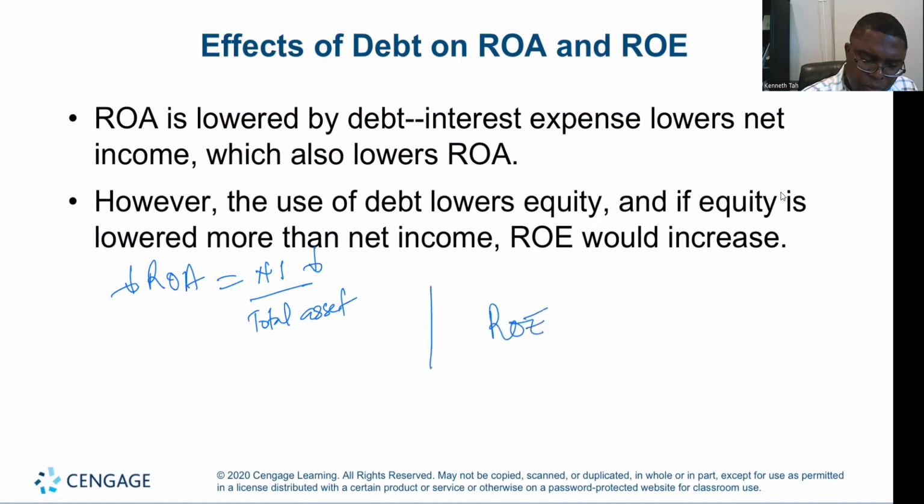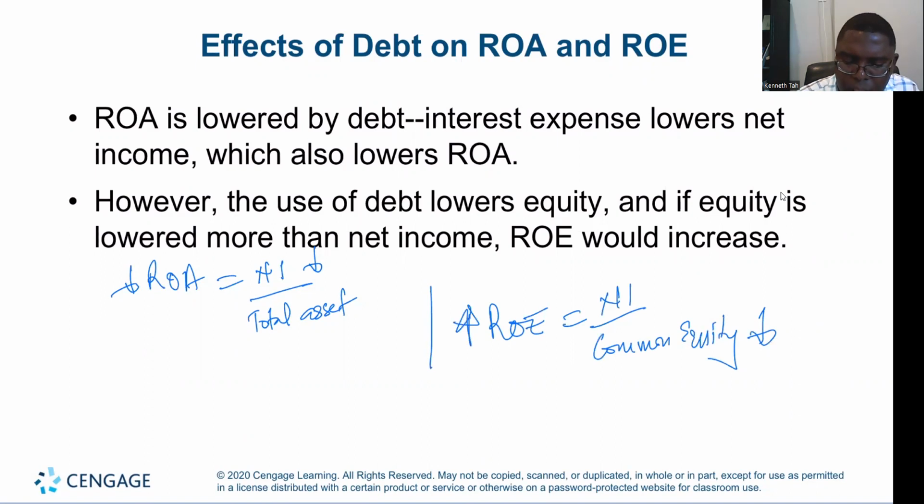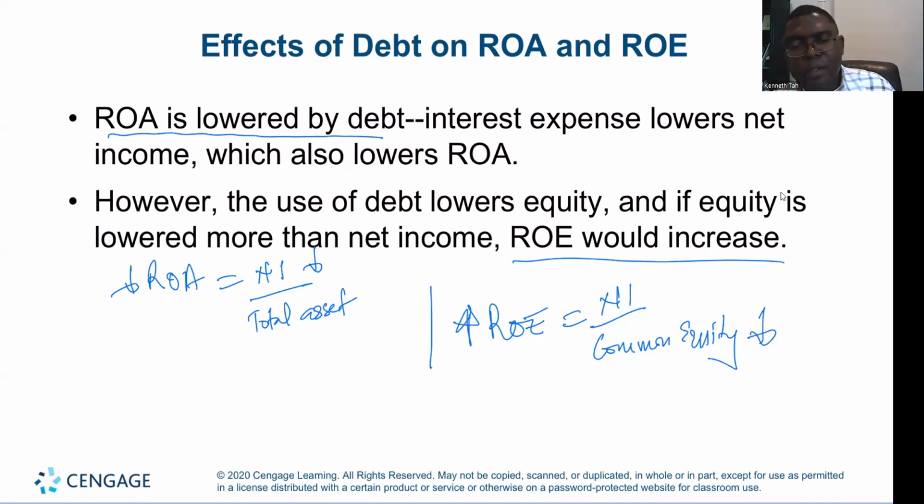As far as return on equity is concerned, it is net income divided by common equity. So if the company is turning more to debt, that implies that there is less of common equity. If there is less of common equity, we expect that return on equity is going to go up. So return on asset is lowered by debt, whereas return on equity is going to increase with the use of debt.